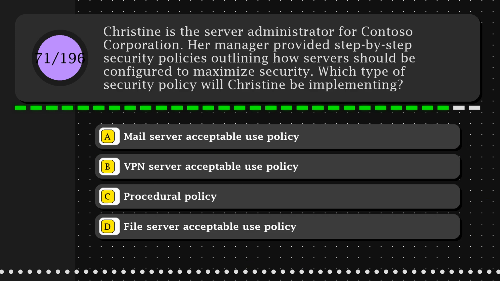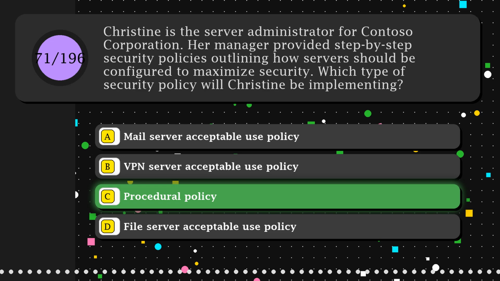Question 71. Christine is the server administrator for Contoso Corporation. Her manager provided step-by-step security policies outlining how servers should be configured to maximize security. Which type of security policy will Christine be implementing? Option A, mail server acceptable use policy. Option B, a VPN server acceptable use policy. Option C, procedural policy. Option D, file server acceptable use policy.